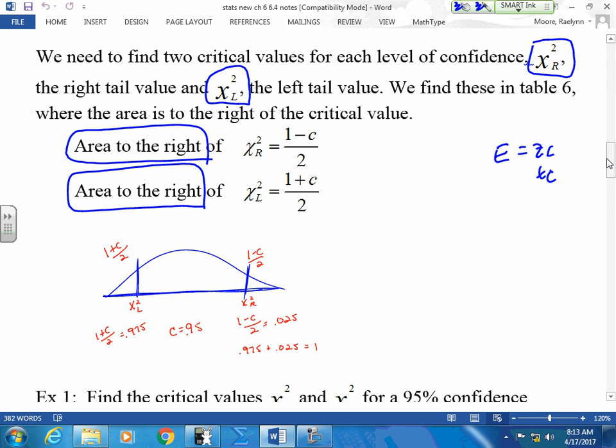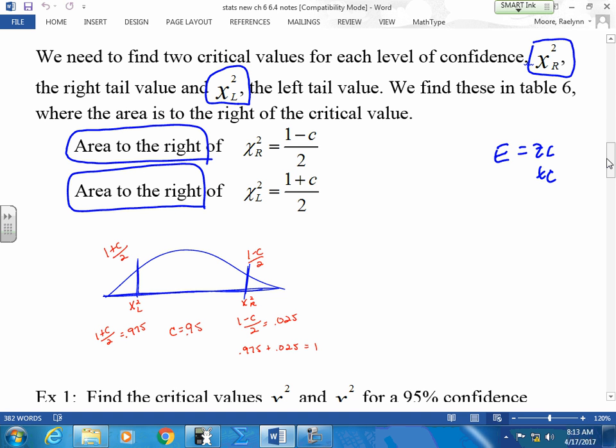I do mine a little bit different than the book does, just because the book tends to be a little bit confusing. And I'll show you how I do it in a second. But they have two formulas, one for finding the one on the right, one for finding the one on the left. But I'm going to do it a little bit different than they do it.